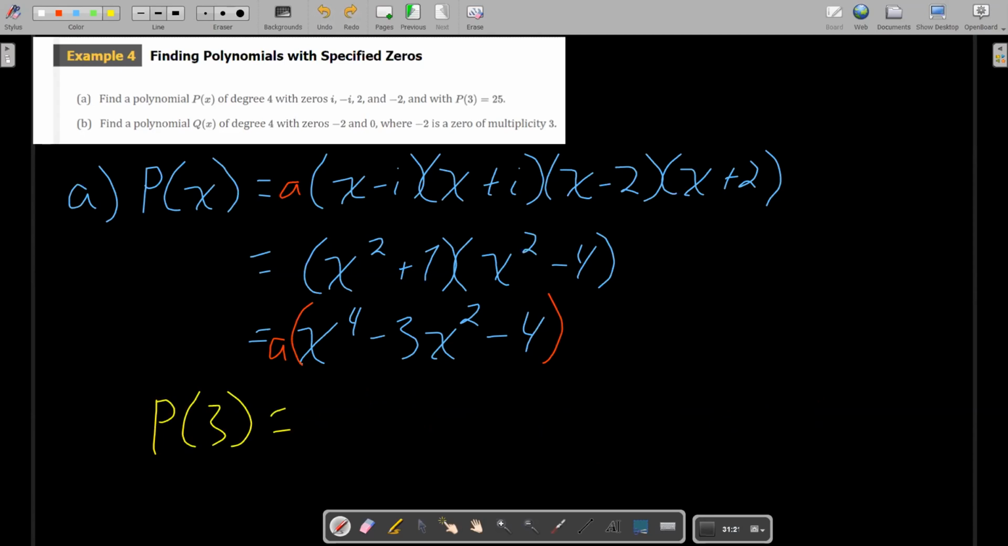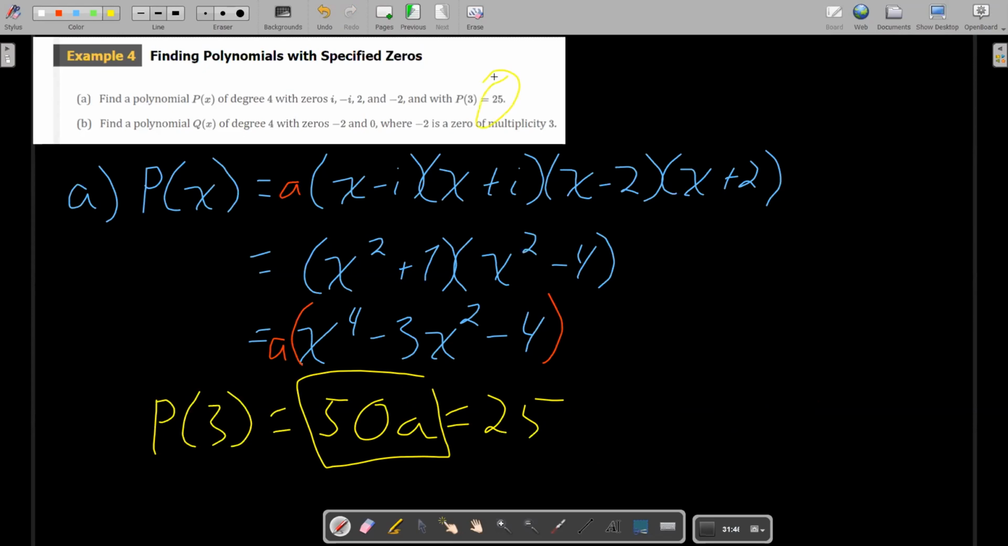So I said P of 3 is equal to our polynomial that we have above, and then I substituted in 3 everywhere. But I also know from up here that P of 3 is equal to 25, right? So that's why I set that 50A equal to 25, because this is what P of 3 is. Then from there we solved for A, and we got A is equal to 1/2. Hopefully that's not too confusing.